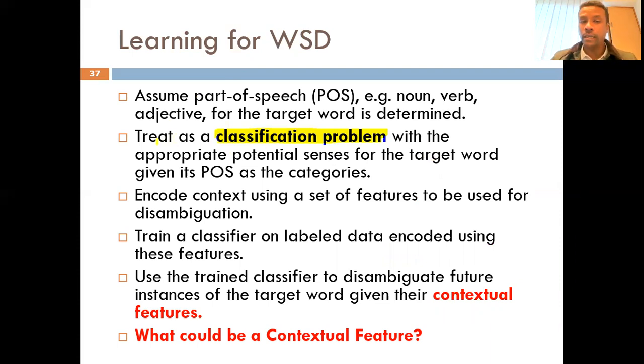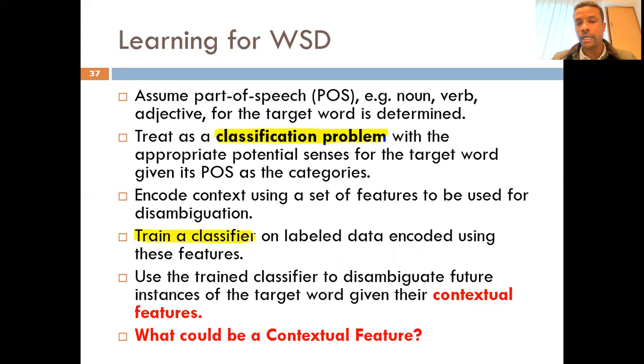So it is treated as a classification problem with the appropriate potential senses of a target word given its part of speech as a category. So you can assume a part of speech, whether a noun, a verb, or an adjective, to determine the sense of a word. You can also encode the features using different approaches. You can encode the features using an annotation method. So what we are going to do, in a machine learning approach, is train the classifier.